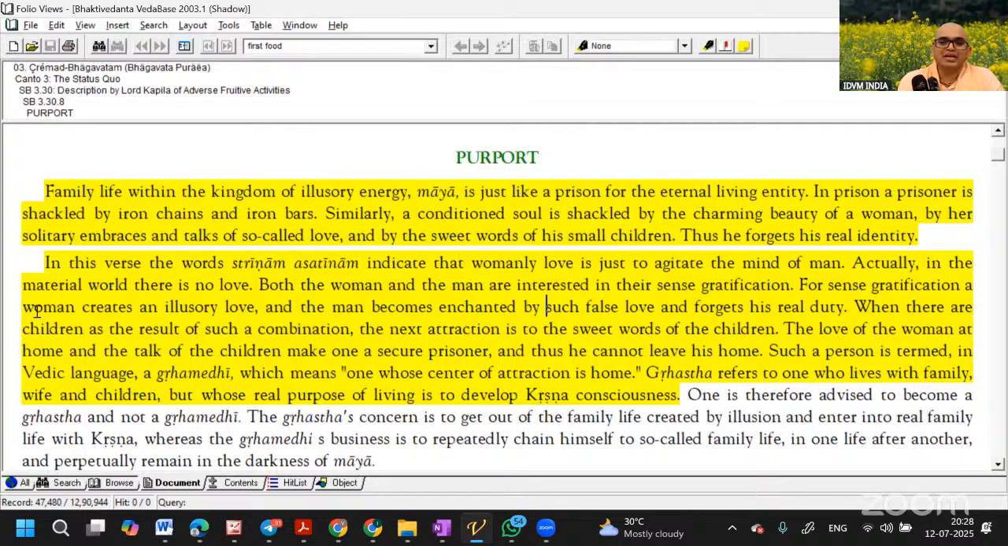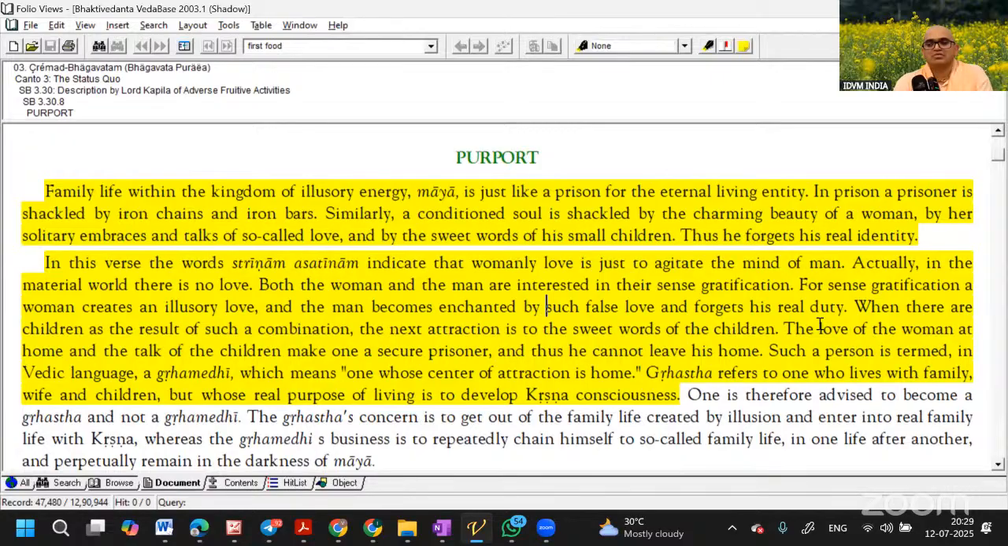For sense gratification, a woman creates an illusory love, and the man becomes enchanted by such false love and forgets his real beauty. Then she will say, you are only mine. I am yours. I am fully surrendered to you. Without you, I cannot live. These are all enchanting words actually. This conditioned jiva will be happy hearing those words. And this will make the knot so tight actually. He will more and more deeply understand that yes, I am this only. I am body. I am so and so designation, everything. And I have to work for this body and for the family related to this body. I have to work hard.